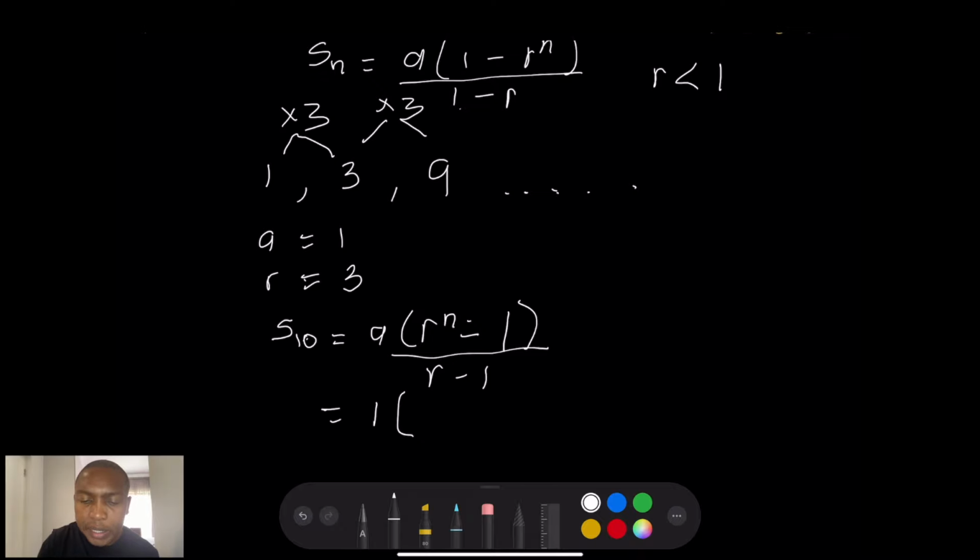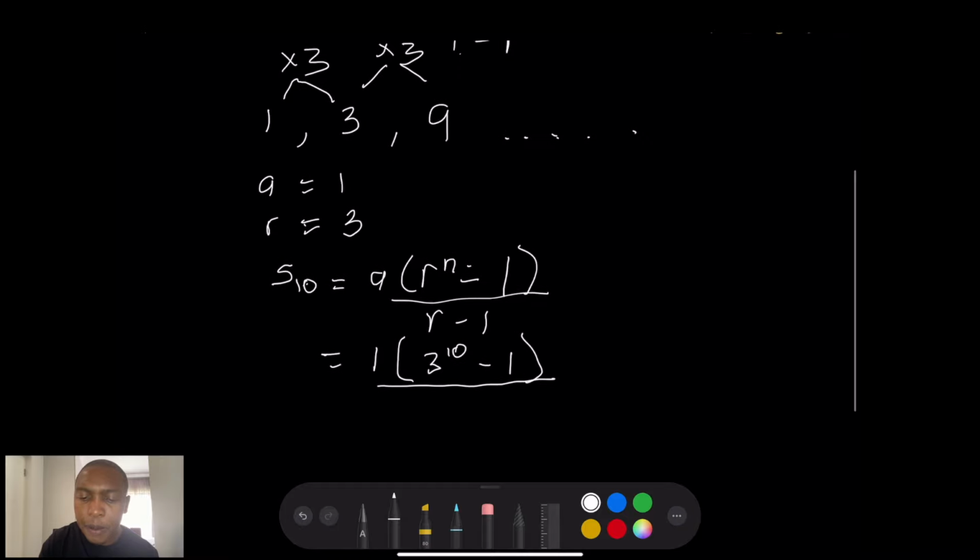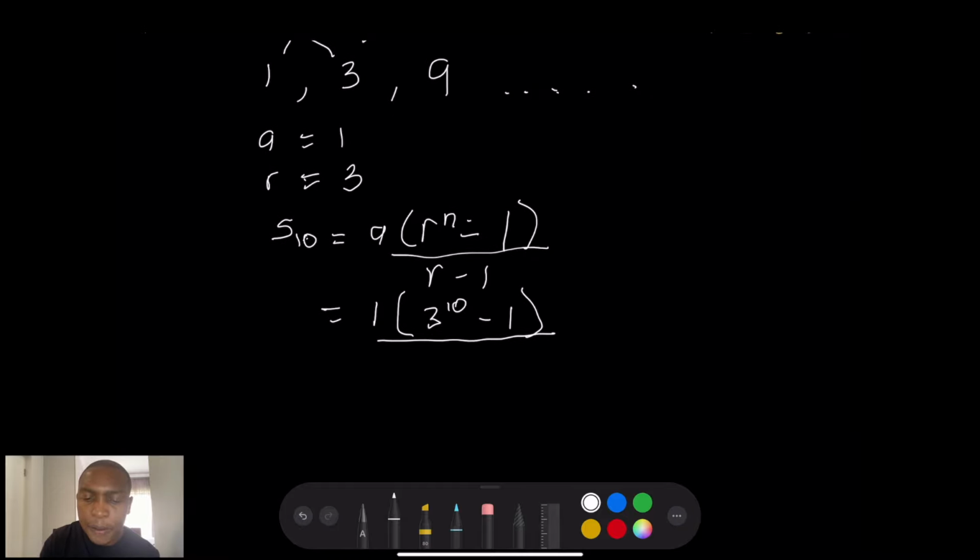We know r is equal to 3, so this is going to be 3 to the power 10 minus 1, divided by 3 minus 1. This is how simple it is to get the sum in this particular case. All you need to do is put this in your calculator. Let me do that quickly. If you can try and do it as quickly as you possibly can, that would be really helpful.